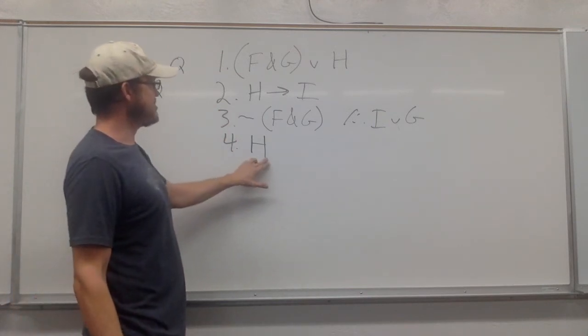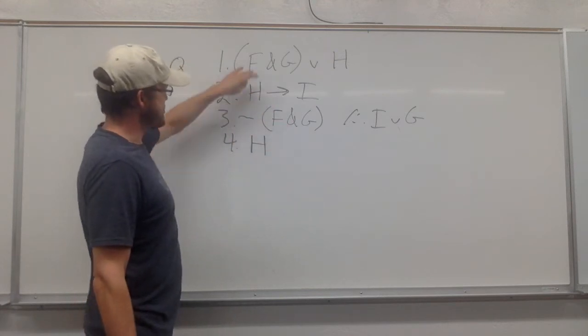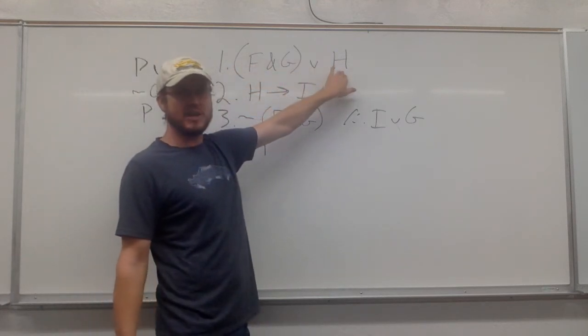So the reason I can get an H here is because I have a not F and G, and if I don't have F and G, then I'm still left with H, aren't I?